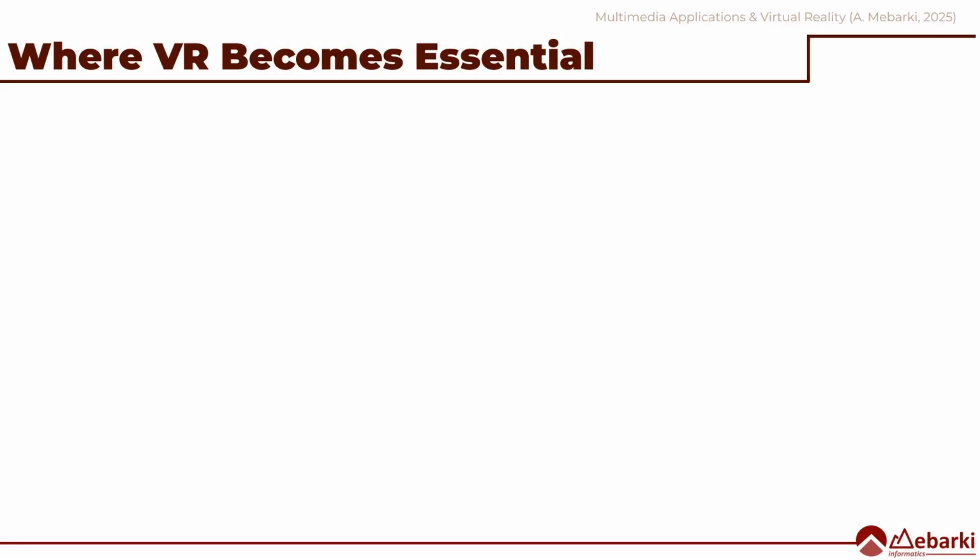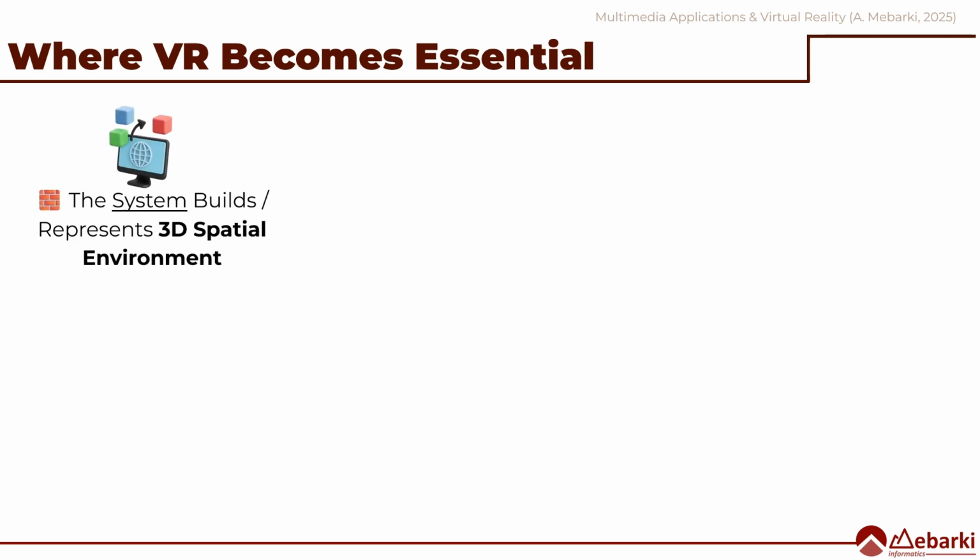Let's now ask the big question. When does a computer solution truly qualify as virtual reality? First, VR becomes relevant when the system builds or represents a 3D spatial environment. Here, the problem itself is modeled in 3 dimensions, not simply through data or flat 2D interfaces. Objects and entities have real spatial properties, their position, orientation, scale, and behavior in a simulated space. And importantly, the user's viewpoint can be placed inside that environment.